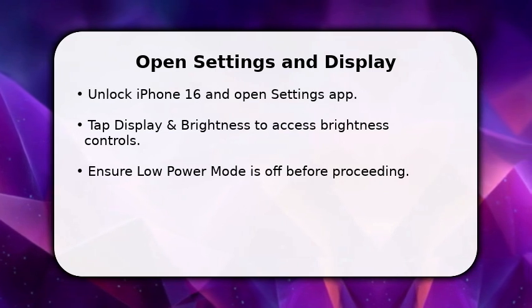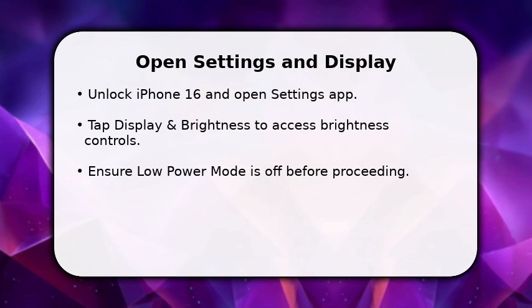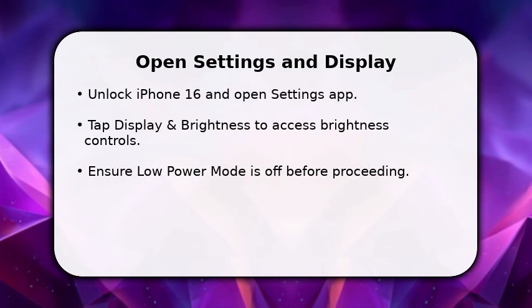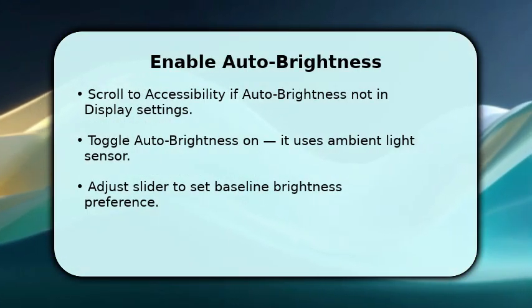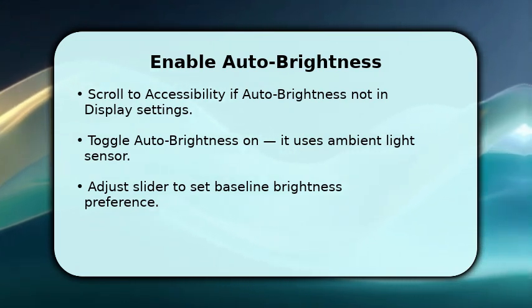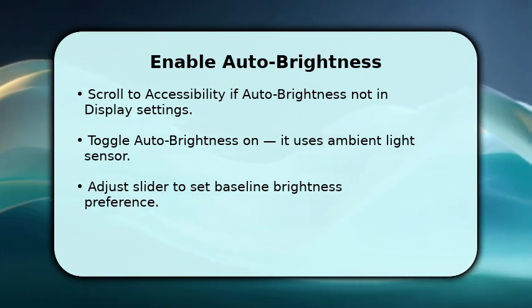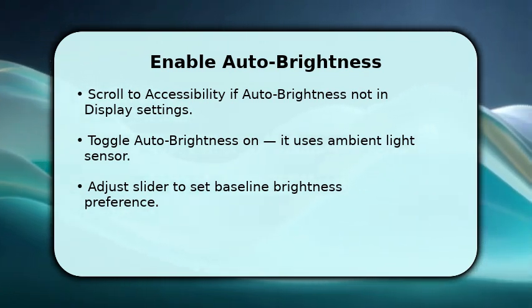After confirming low power mode is disabled, locate the brightness slider and auto brightness option visible on the screen for the next step. You now enable auto brightness so the phone adjusts screen intensity automatically. If you don't see the toggle in display and brightness, go to accessibility display and text size and find auto brightness there. Toggle it on. This engages the ambient light sensor to change brightness with surroundings.